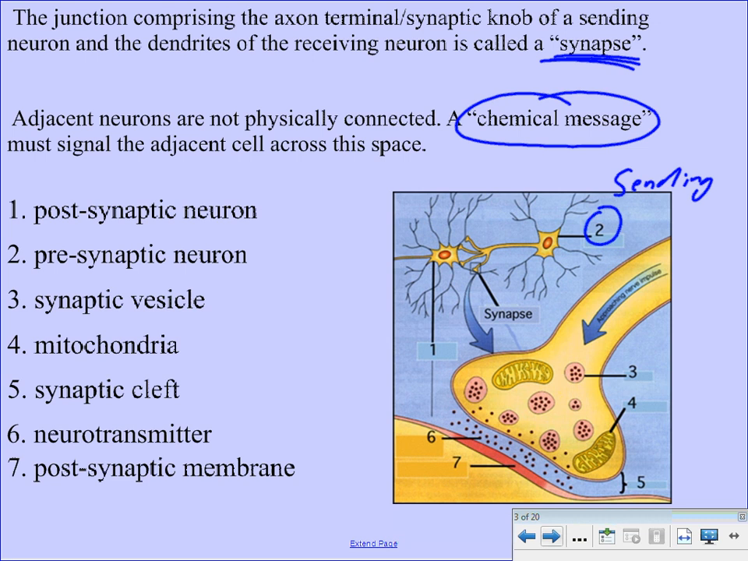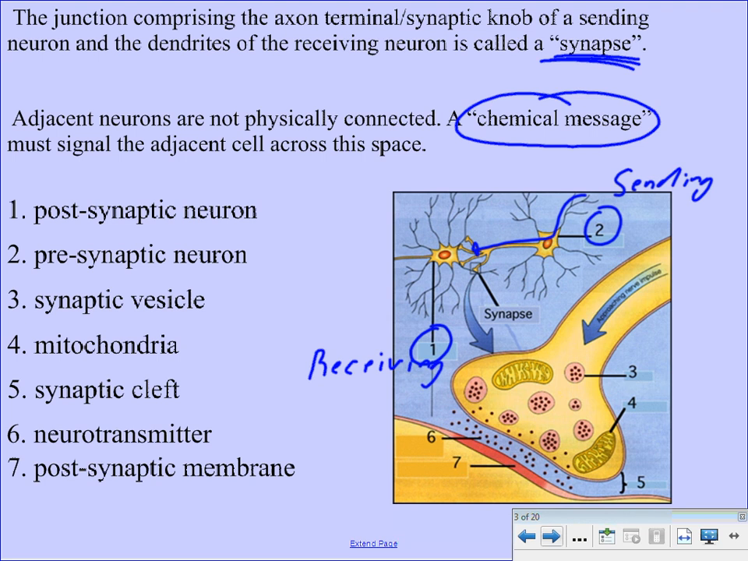So the message in this case is going to be going from the left-hand side through the dendrites, the cell body, the axon, eventually reaching the axon terminal. Cell number 2, this one here, is the one that's going to be receiving the message. So that's the receiving neuron.